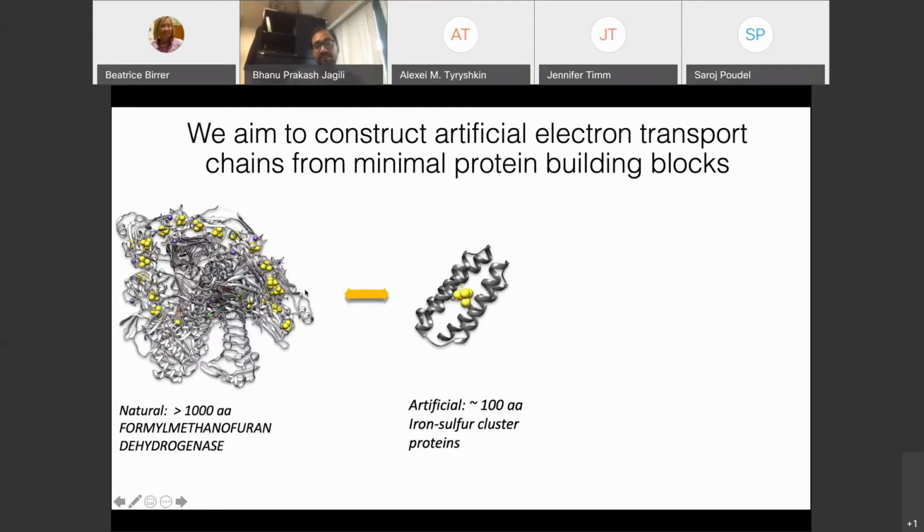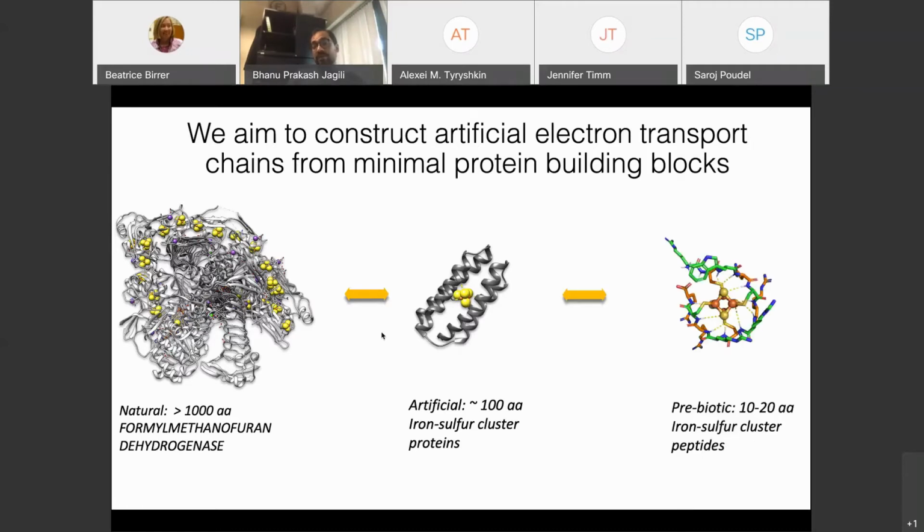So here on the left, we see a natural protein, which is very large, more than 1,000 amino acids, and they have so many iron sulfur clusters which can transfer electrons from one part of the enzyme to the other part. In the middle, we see an artificial designed protein of about 100 amino acids that has one iron sulfur cluster binding site and can mimic the natural enzyme. So basically, we are trying to minimize a really small protein from this big natural protein. Likewise, the team is also working on prebiotic peptides, very small peptides as small as 10 to 20 amino acids with one iron sulfur cluster binding site.